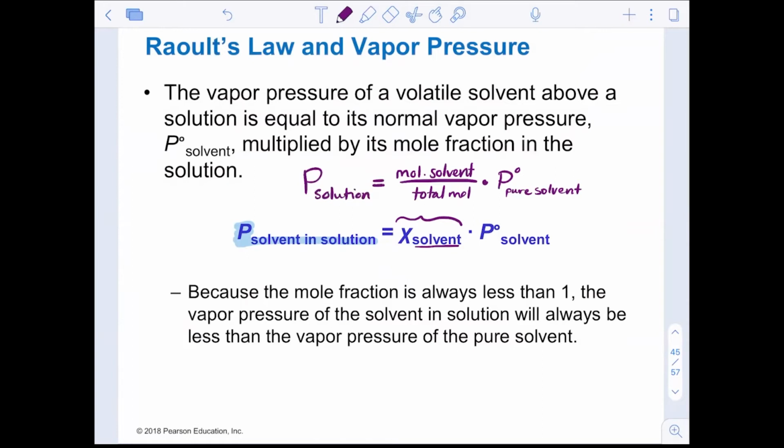All right, so just to describe a few more things, it's very important to make sure you use the right mole fraction that you want to use, okay? Because the mole fraction is always less than 1, the vapor pressure of the solvent in the solution will always be less than the vapor pressure of the pure.